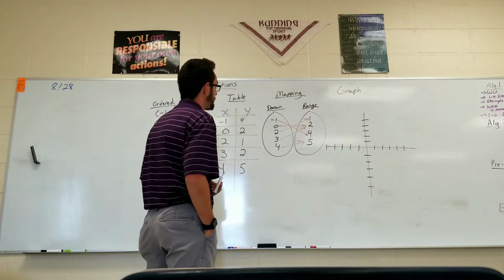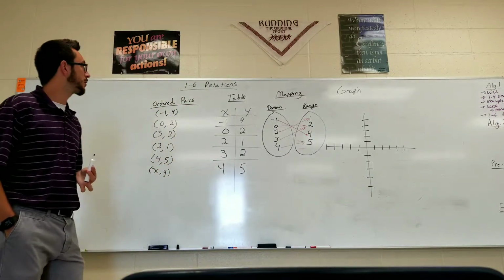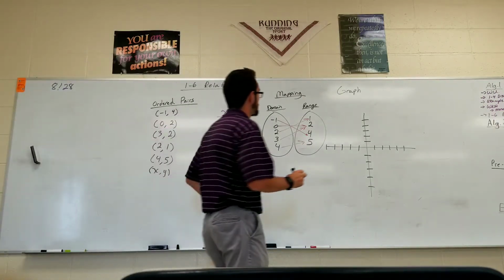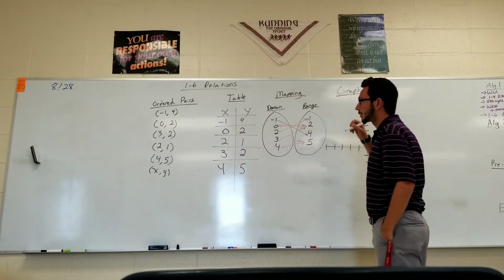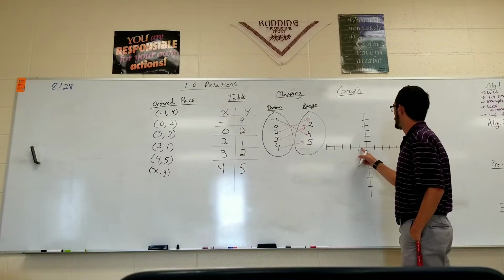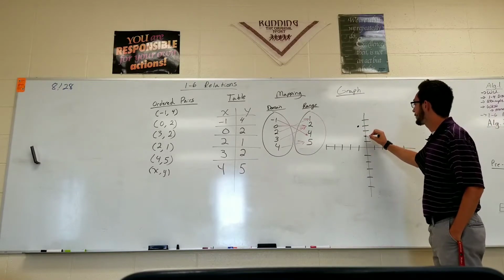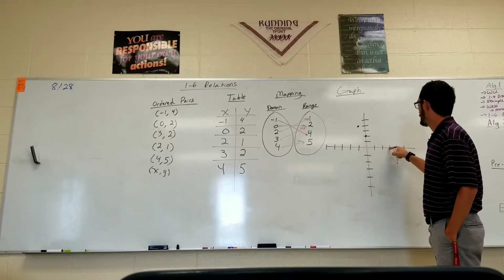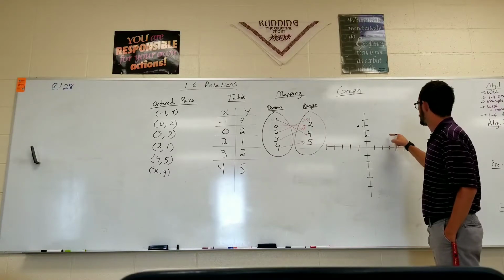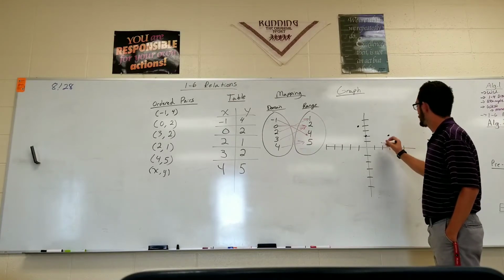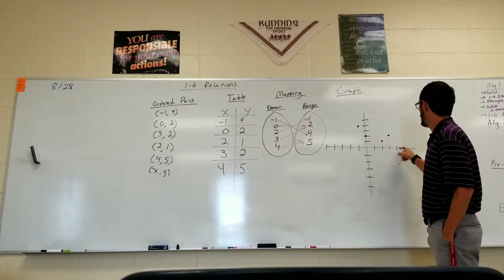And then finally, graphing might be the most help in terms of a visual. So if I were to graph these as the coordinates themselves, I would have -1, 4, 0, 2, 3, 2, 2, 1, and 4, 5.